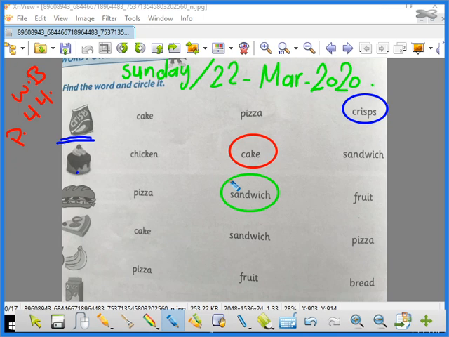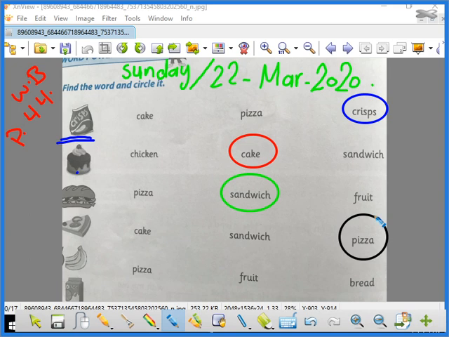Number 4. Is it cake, sandwich, or pizza? 3, 2, 1. Yes, it's pizza. Excellent.